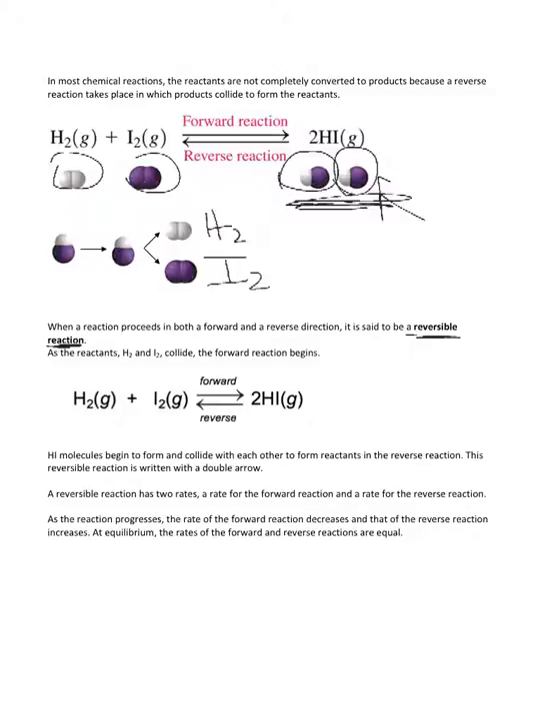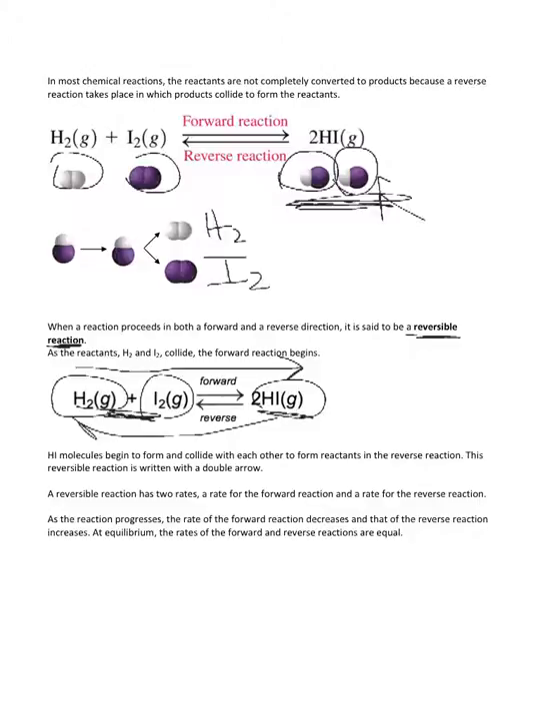So a reversible reaction has two possible rates, the rate for the forward reaction and the rate for the reverse reaction, right? How fast are the H2 and I2 colliding to make the two HI, and how fast are two of the HIs colliding to make H2 and I2? So we have two possible speeds. Now, when we start out, we have lots of this and none of this because we haven't made any yet. As time goes on, more and more of these are colliding to make more of this. So the rate is going to start increasing as time goes on, right? You're going to make more and more of this.